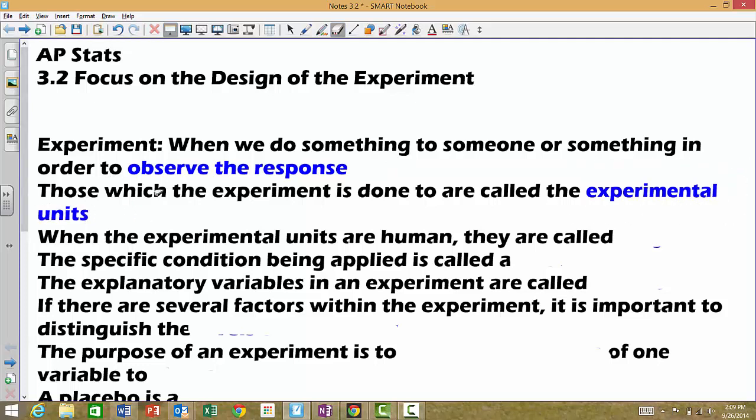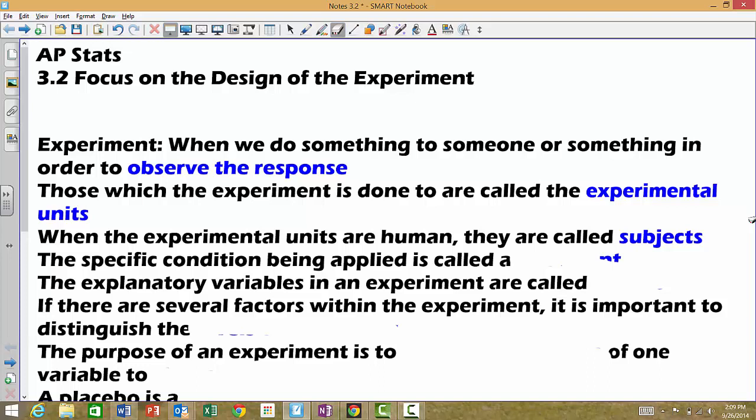Okay, it might be people, it might be plants, it might be cars, it might be plots of land. Remember on the Unit 2 quiz, maybe on the test, it was different plots of land, and you're checking how much corn you're going to have, the yield of corn at all these places. So the experimental units could have been the plots of land. When the experimental units are humans, they are called subjects.